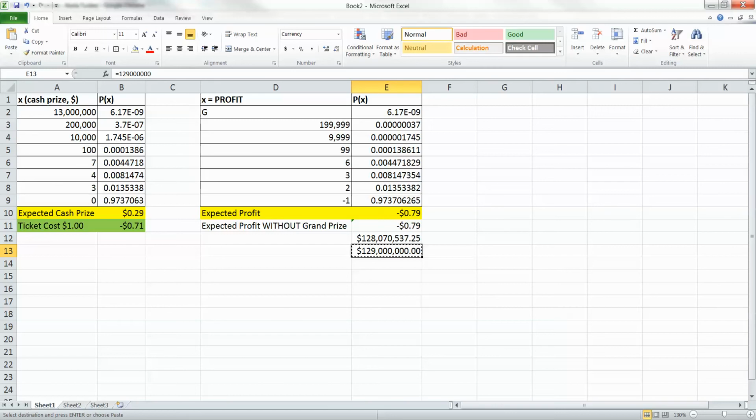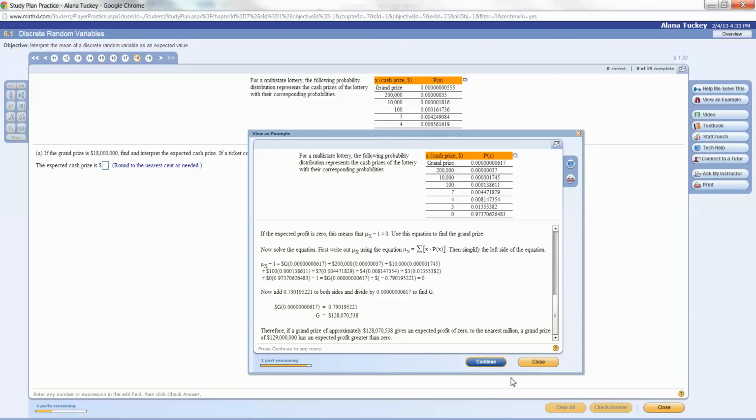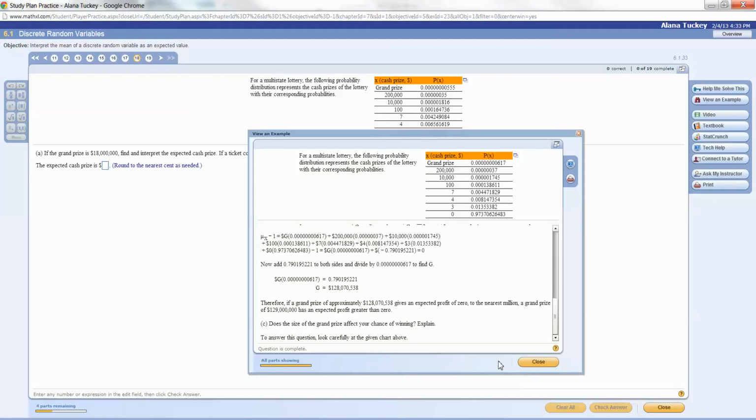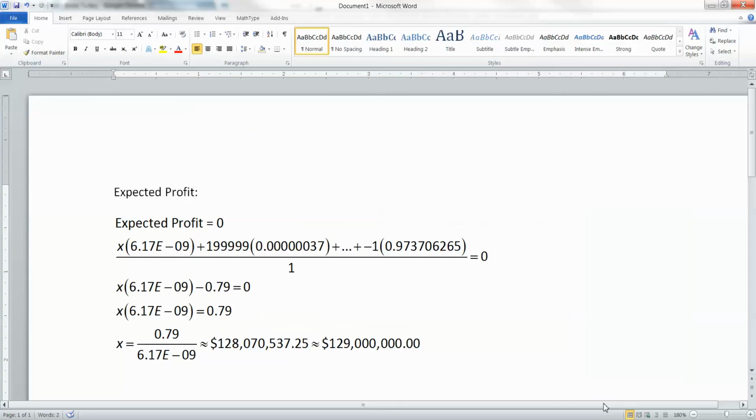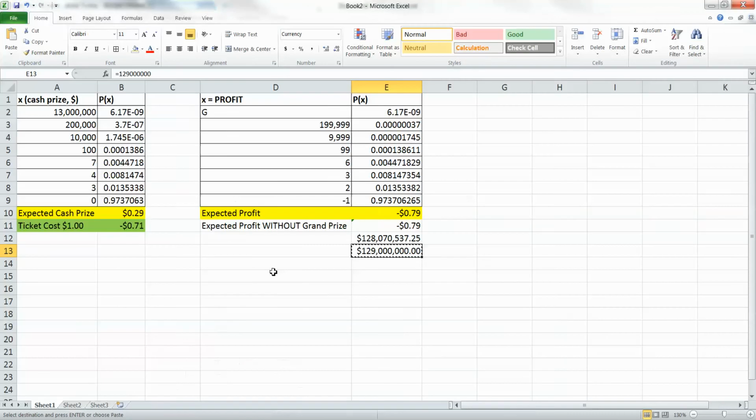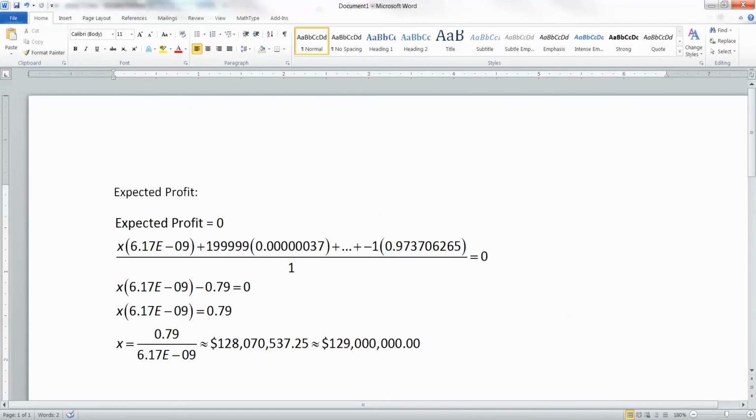And I put it in currency form because that's just how I feel like doing it. And sure enough, that's what they'll tell you. See, 129,000,000. So there the work is. Again, you let X be the thing you don't know, and then you find the sum product for everything else with Excel, or you could do it with a calculator. Pretend that that part isn't there and find it. It was negative 0.79, and then use that in that equation to solve for the grand prize. And round it.